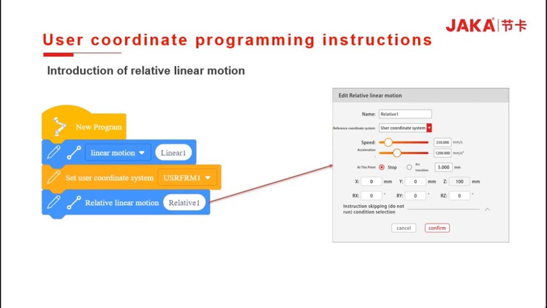Then, relative linear motion in the user coordinate system. You can choose the reference coordinate system. When the reference system is selected as the user coordinate, the straight line motion will be made in the direction of the user coordinate.